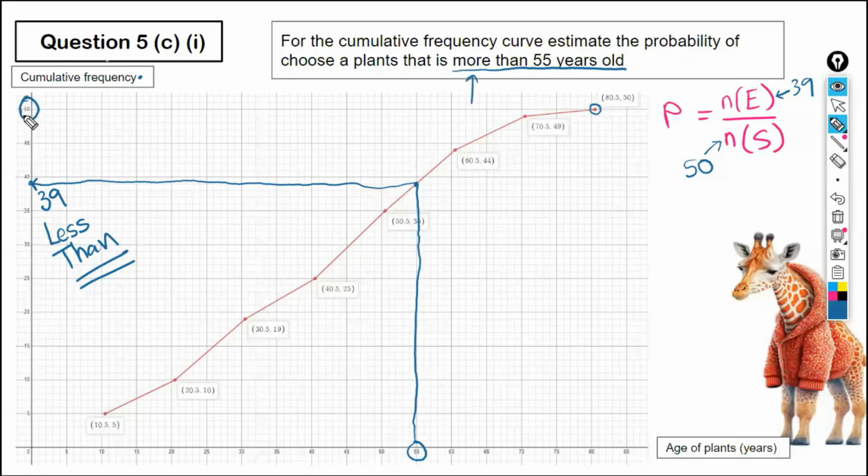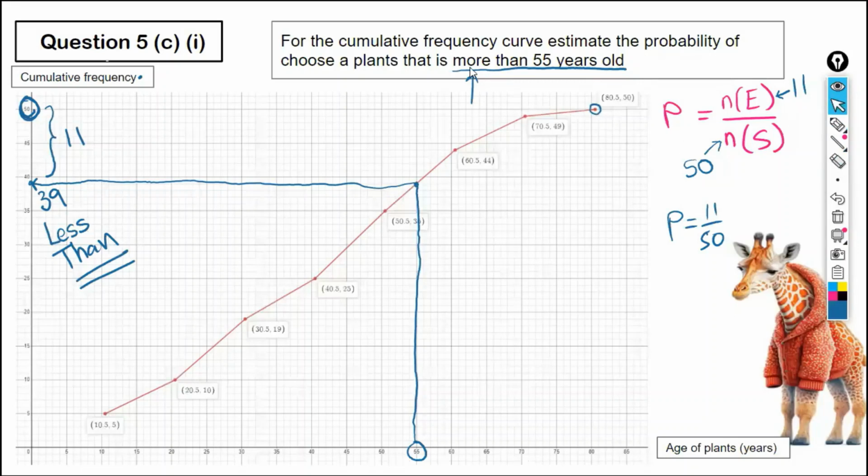So if it has 50 plants in all and 39 are less than 55 years old, the balance by default would be more than. Won't the balance be 11? Because 39 plus 11 will give you the 50. So the top value is actually 11. The probability is 11/50ths. Obviously, you could change it to a decimal, but leave it as a fraction just for today. And I had shown you that specific trick in the homework.